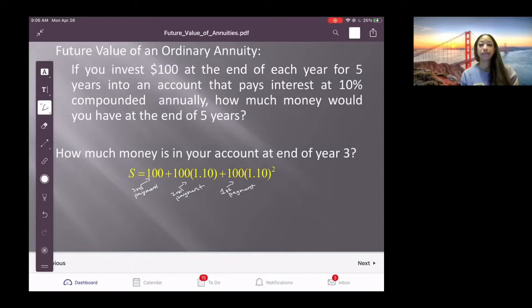All right. I'll pause really quickly. Any questions about this so far? Basically, what's happening is for every payment that we make, it's its own compound interest problem. We have to figure out for that payment at the end of each year how much it grows to, and also determine how long it's earning interest. How long is it in the account earning interest?